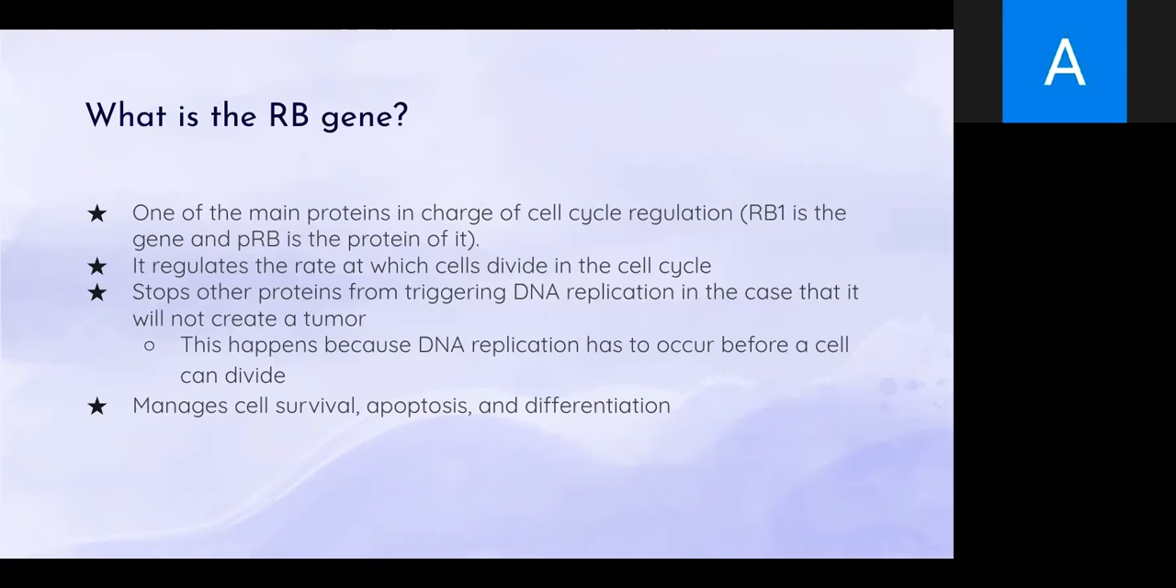It stands for retinoblastoma because the RB1 gene was the first gene or malfunction found in retinoblastoma, which is a type of eye cancer. Scientists discovered it, and they named it after the retinoblastoma cancer because that was the first time they discovered it, really. And so the RB1 gene regulates the rate at which cells divide in the cell cycle.